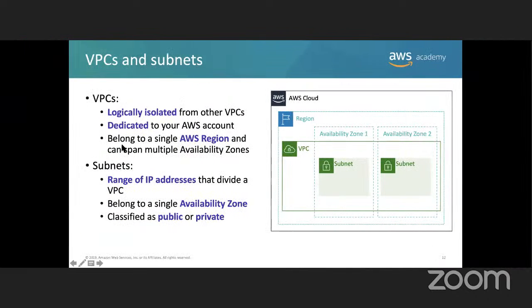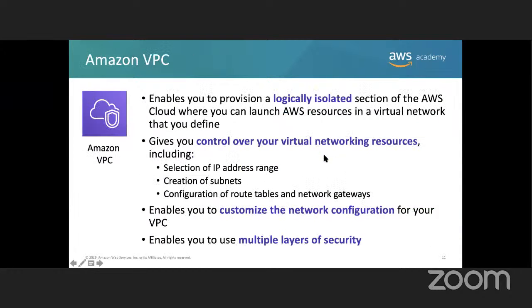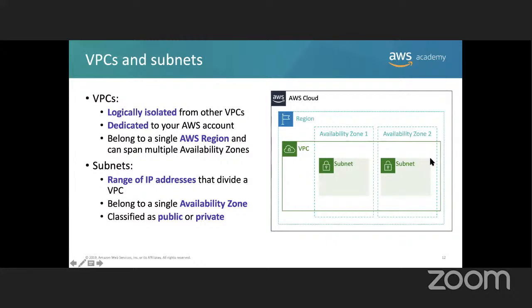Okay. In the Northern Virginia region, you can have up to 6 availability zones, because that's the number of availability zones that this region has.